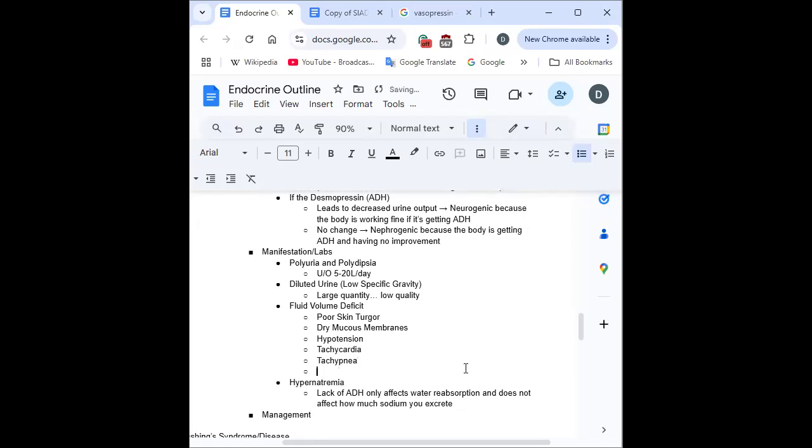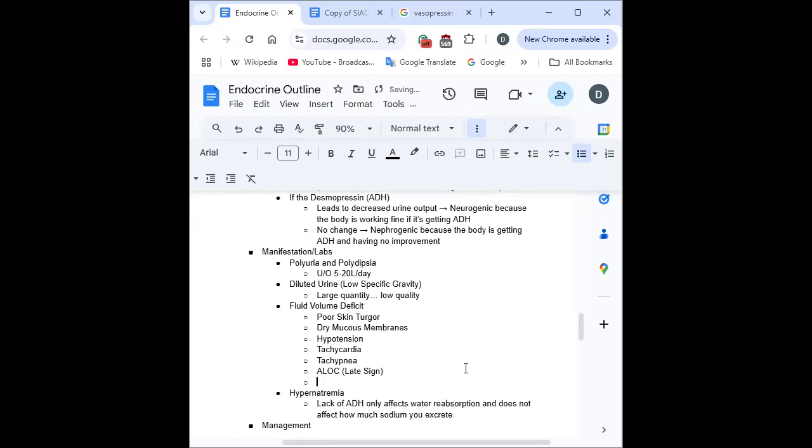Something else I would like to include for the fluid volume deficit is altered level of consciousness as we're dehydrated. That's like a late sign though. But that's like a late sign of dehydration. Some other things maybe like flattened hand veins or flattened veins, sunken eyes. Yes.